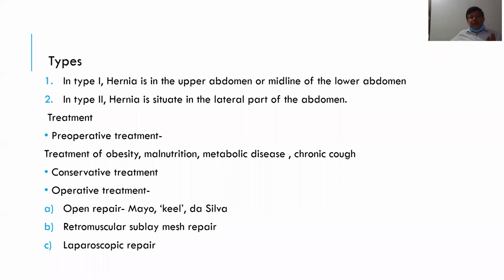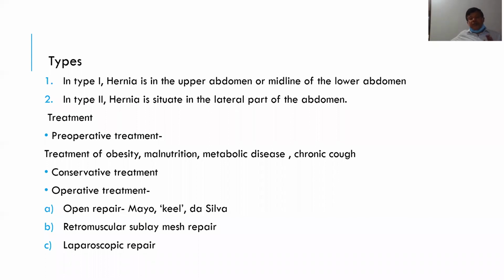But instead of that, we can go for anatomical repair. After dissecting the sac, the sac may be reduced like in other hernia operations. Then anatomically, we can repair all the layers of the abdomen, if possible. Otherwise, we can go for hernioplasty, that is mesh repair. So these mesh repairs may be sublay or onlay.